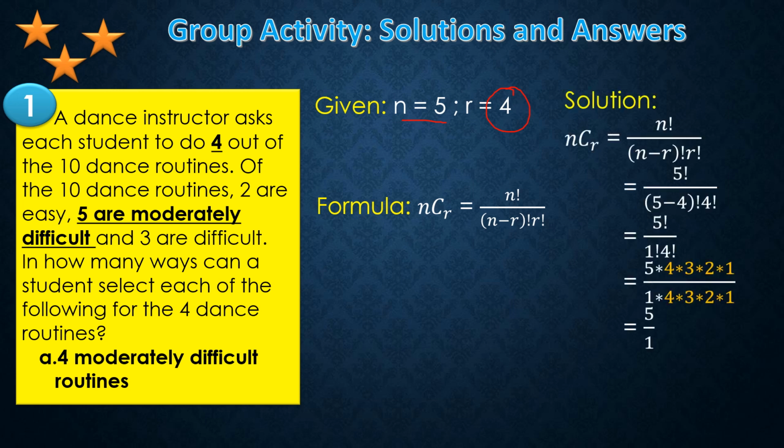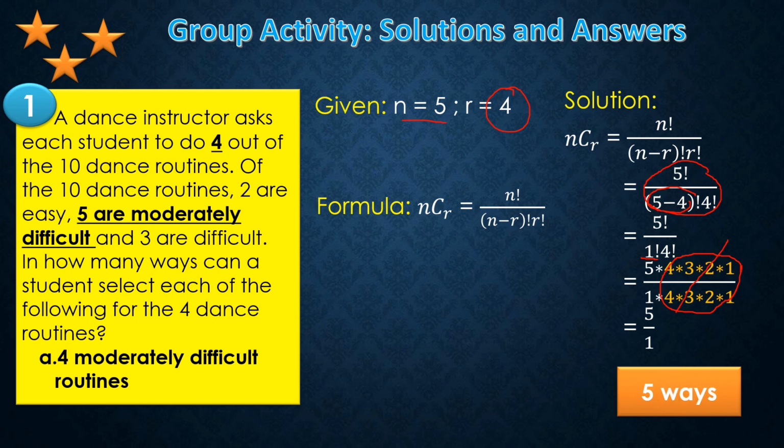Next, here's the solution. After you recall the formula, go directly to substitution. Then we simplify. Okay? PEMDAS rule, parenthesis first: 5 minus 4, that is 1 factorial. Then expand the factorials, numerator and denominator. We have here the orange factors, which are the common factors that we will cancel. So what's left is 5 for the numerator and 1 for the denominator. So the final answer is 5 ways.